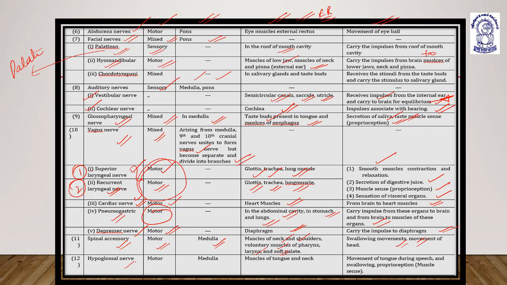Then comes the 12th cranial nerve, the hypoglossal nerve, which is also motor, with origin from the medulla. It supplies the muscles of the tongue and neck. It helps in the movement of the tongue during speech and swallowing, and in proprioception, that is muscle sense.